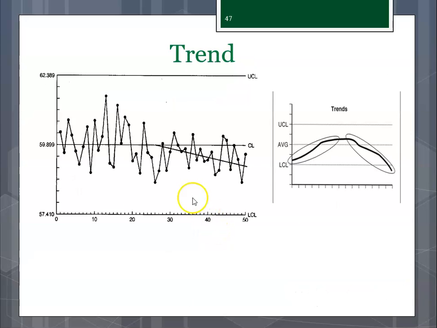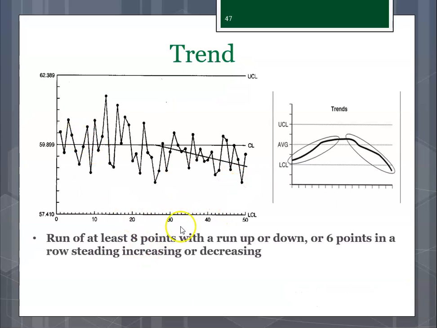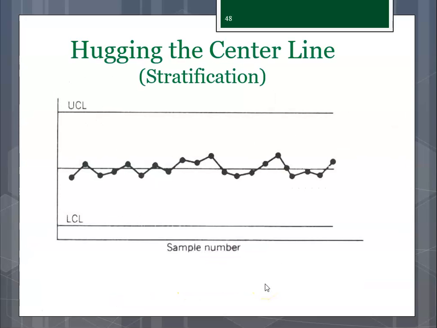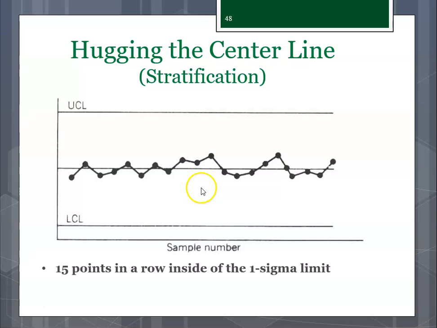Okay, look at the trend. When you do these, okay, you have 8 points that run up or down, or at least 6 points in a row, steadily increasing or decreasing. If you draw a line through this data, like the average, you try to figure it out, this is what you would get, and then you can see a pattern there. It's usually due to gradual wearing out or deterioration of your tool or machinery, worker fatigue, or accumulation of waste products. Hugging the center line, stratification.